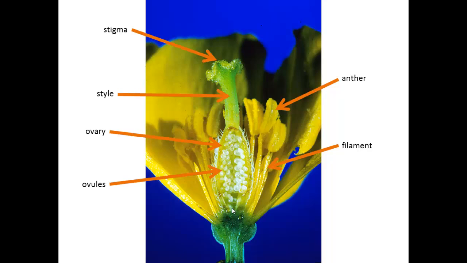On the right hand side I've labelled the male parts. The male parts are called the stamens, and the stamen is composed of two parts. One, the anther. It's the anther which produces pollen. Pollen is the male gamete, and the anther is held up by the filament.